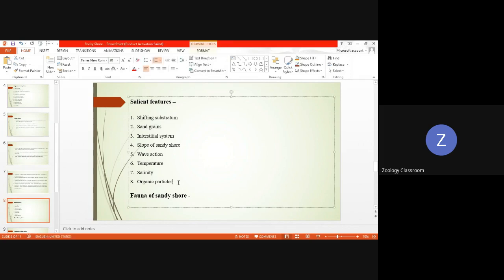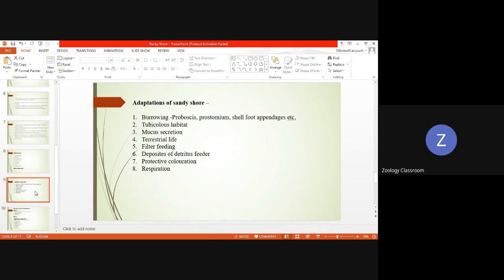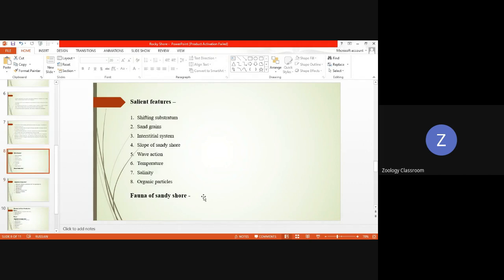The next point here is the fauna of sandy shore. Certain specific fauna is present. For example, if you talk about coelenterates: Physalia, Porpita, Velella, medusae, sea anemones are also observed. Actually, abundance of the sea animals is found as far as the rocky substratum is concerned.